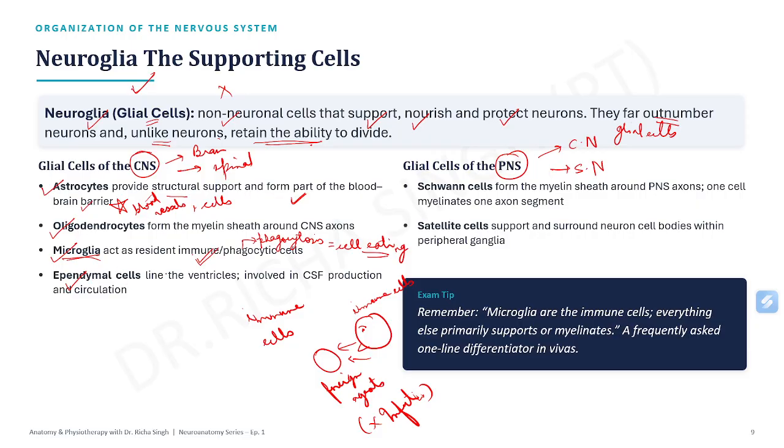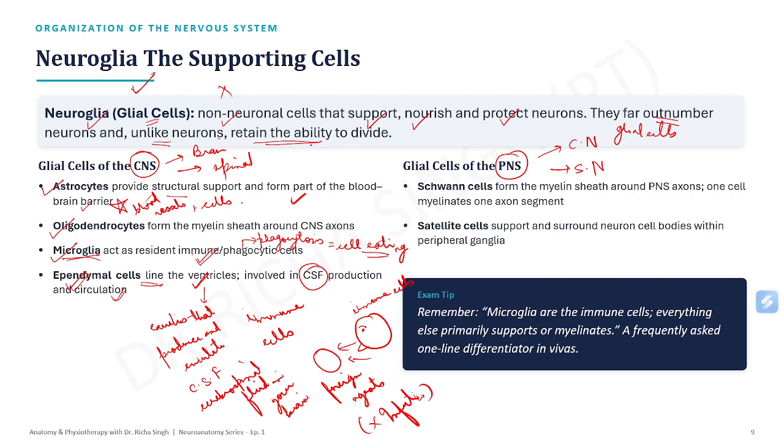Lastly, ependymal cells, which line the ventricles in your brain. Ventricles are basically cavities that produce and circulate the cerebrospinal fluid in your brain. So these ependymal cells line your ventricles and are involved in cerebrospinal fluid production and circulation across the entire CNS.